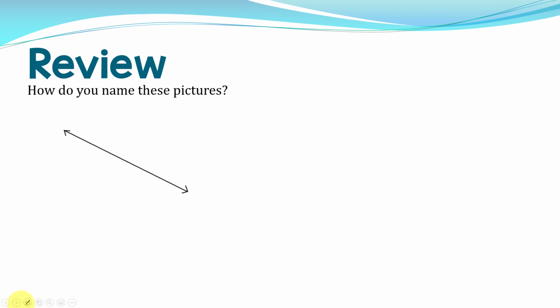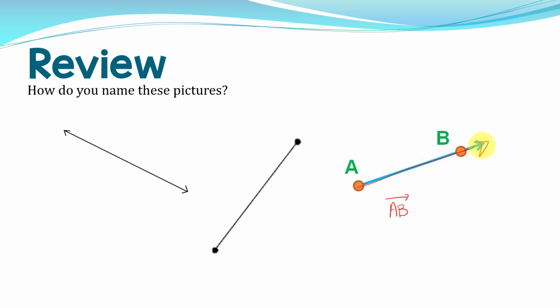Alright, if you said line, you were right. How about this one? A line, segment, or a ray? And that is a segment. And the last one is a ray. And keep in mind with a ray, what's important here is the way you name this. So this would be ray AB with an arrow on top because the arrow is going this direction. So this one, if you called it BA, that would be incorrect.